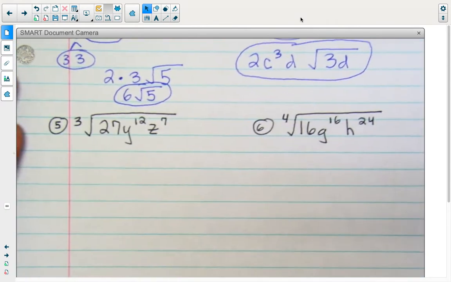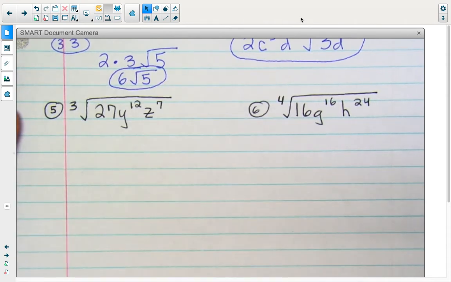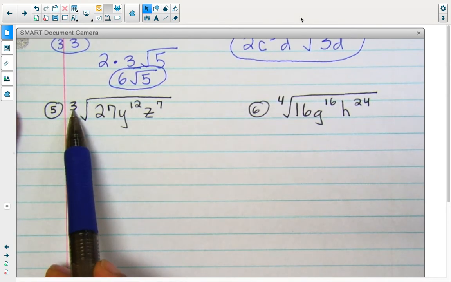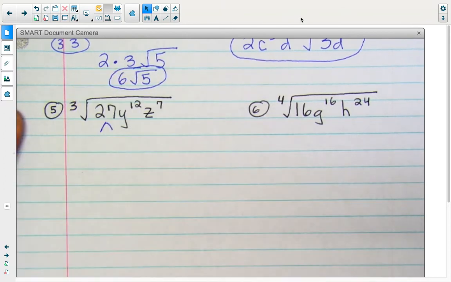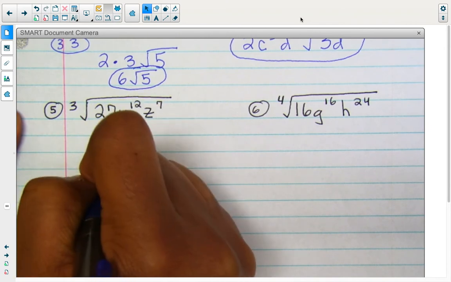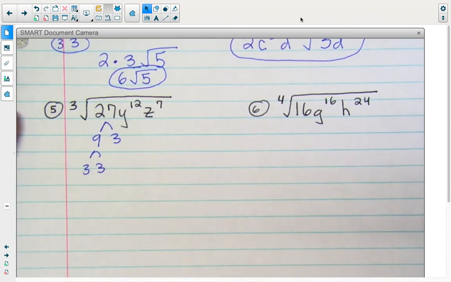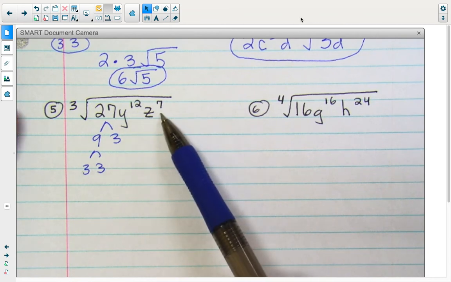Number 5. So my index this time is 3. So I'm looking for 3 of the same number or 3 of the same variable. So make sure you check with your index. So this is 9 and 3, 3, and 3. And I'm definitely going to use the shortcut because I'm not going to write out 12 Y's or 7 Z's. So I'm not going to do that.